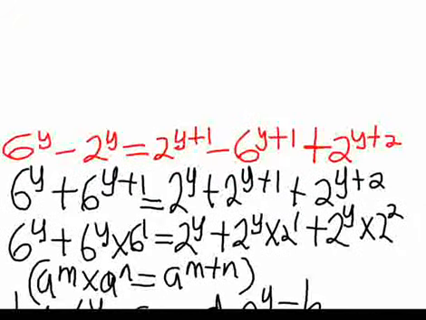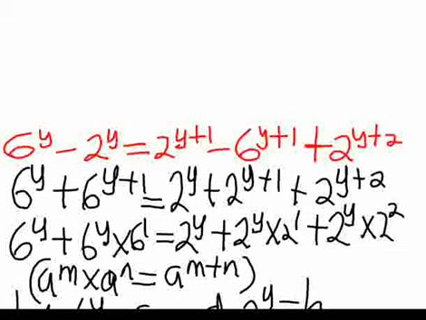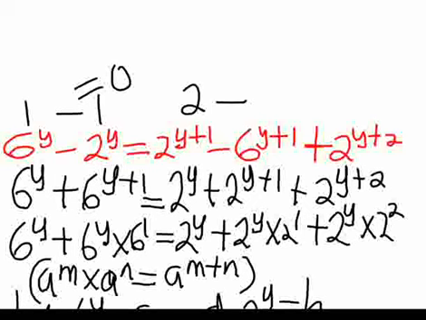Let's plug in y equals 0 and verify if our solution is correct. 6 raised to power 0 from here is going to be equal to 1. 2 raised to power 0 from here will also be 1. 1 minus 1 gives 0. By this other side, 2 raised to power 0 plus 1 gives 2 raised to power 1, which is 2. 6 raised to power 0 plus 1 gives 6 raised to power 1, which is 6. And then 2 raised to power 0 plus 2 gives 2 raised to power 2, which is 4.